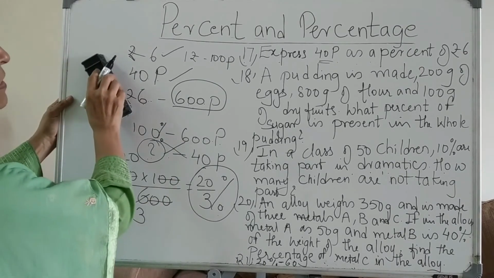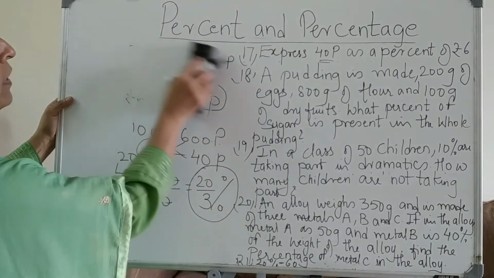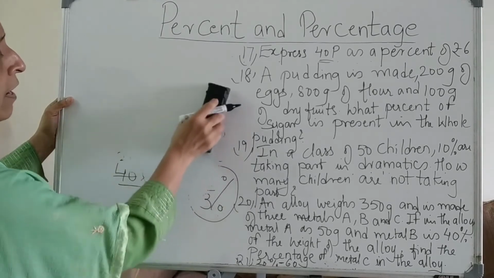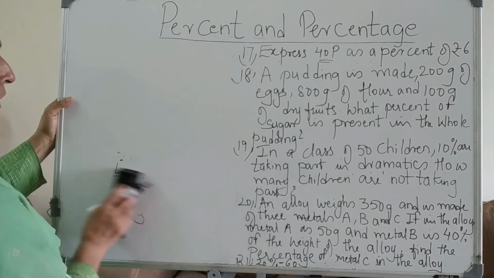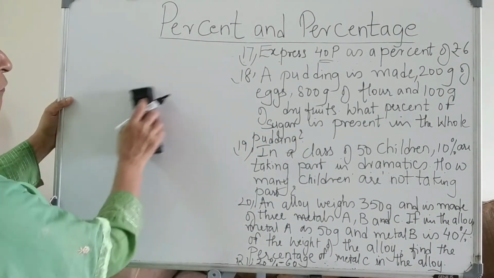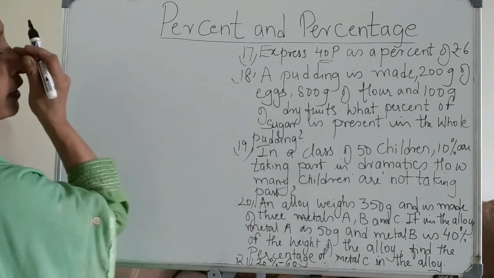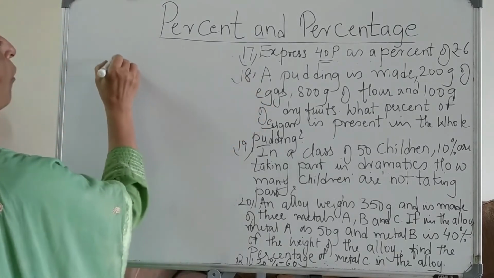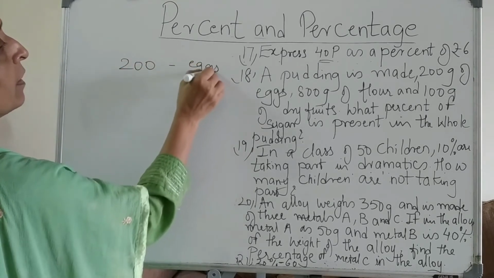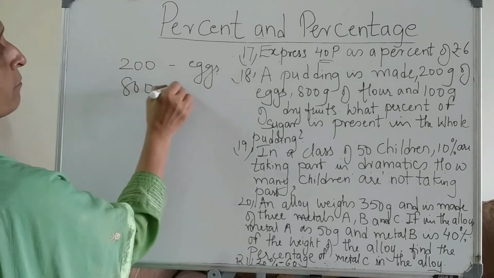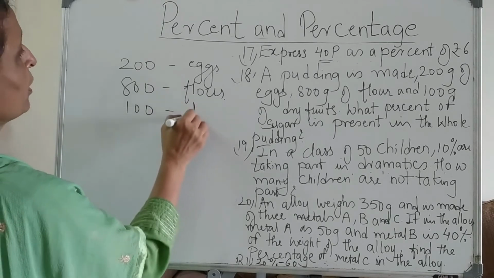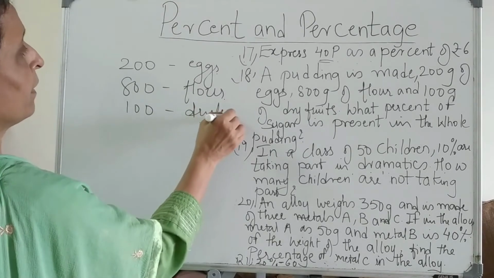Now next is a pudding. A pudding is a sweet dish where sugar, egg, dry fruits and flour are added. They are given in quantity, and you have to find in percentage. So let us see what is the total quantity. That is 200 grams eggs, 800 grams flour, 100 grams dry fruits and how much?